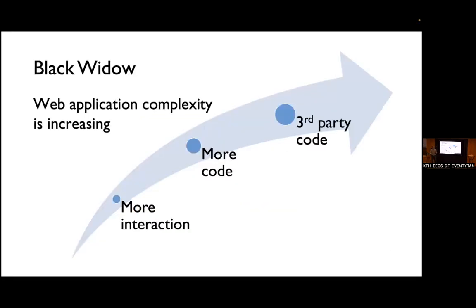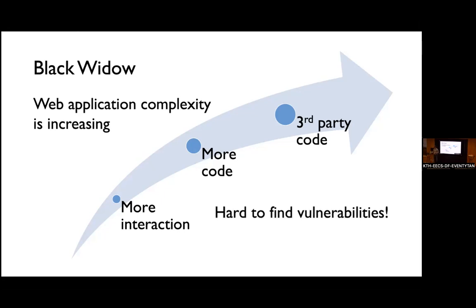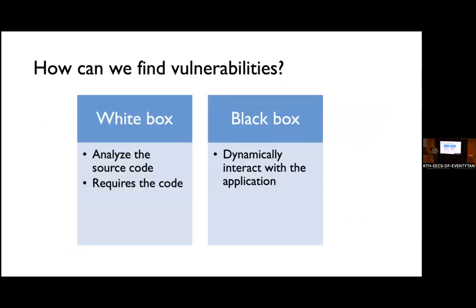So let me start with Black Widow because it sets the foundation of what we're doing. We need to deal with complex web applications. I mentioned Google Maps, so this is a great example. There's a lot of interaction in there. There's a lot of code, both on the server side and client side. There's a database involved. A lot of that code is actually from third parties, so there's very little control over that. And essentially, that makes it hard to find vulnerabilities.